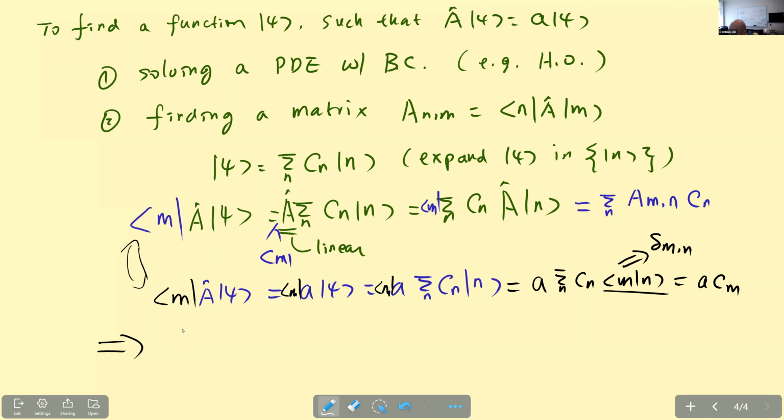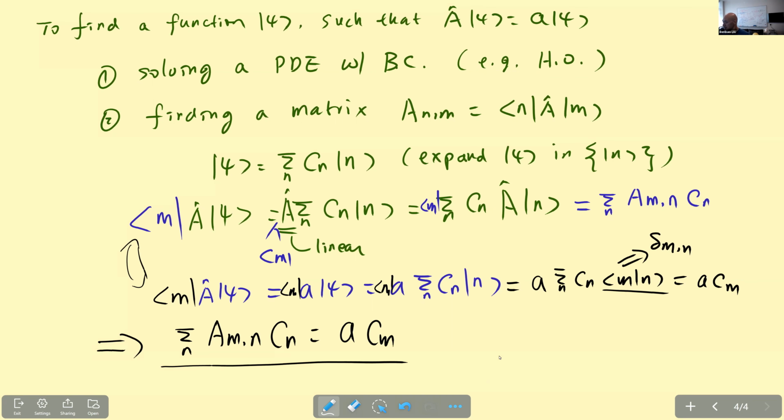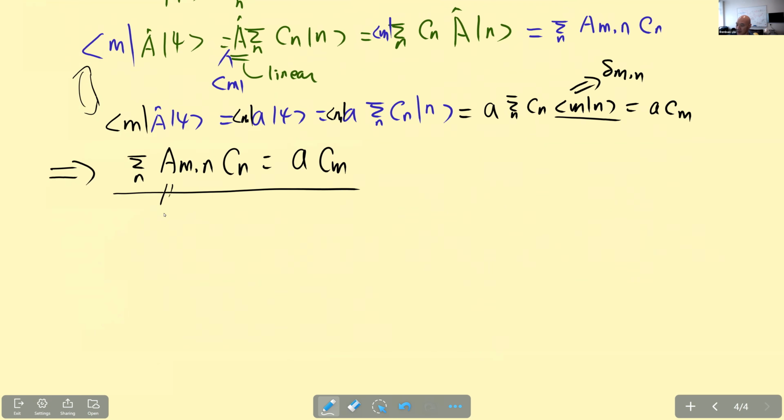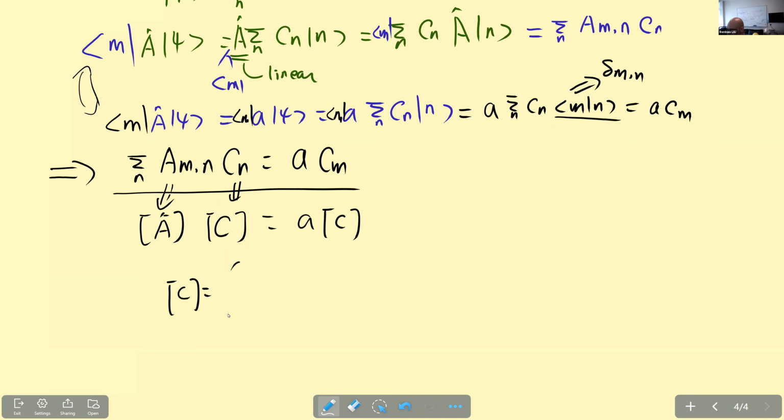So that means the summation over m of A_nm C_m equals a C_n. Look at this one. Take this one as a matrix, and take this one also as a matrix. So basically C is just equal to (C1, C2, ...), a vector. Okay, so the eigenvalue problem.